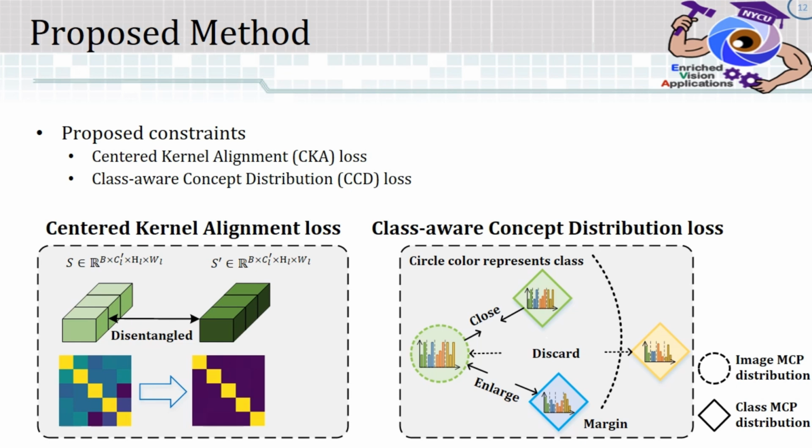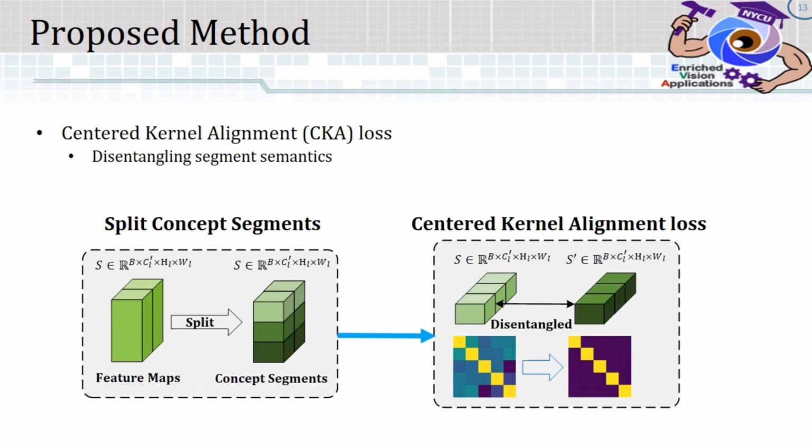With these two constraints, the trained model can extract meaningful concepts and make the prediction by considering information from various layers. We partition the feature map along the channel into several segments which contain semantically meaningful components as a bridge to provide explanations. CKA laws aim to disentangle the semantics between concept segments by leveraging the CKA matrix to measure their similarity and minimizing it to get dissimilar and independent concepts.